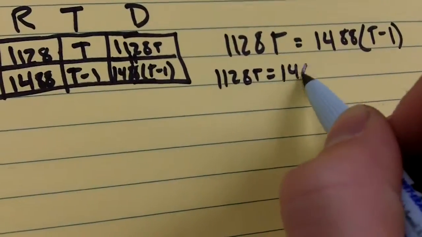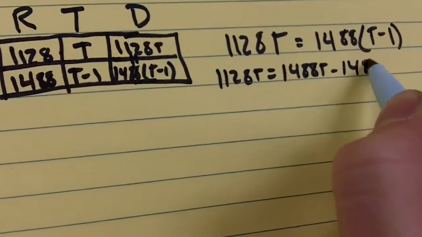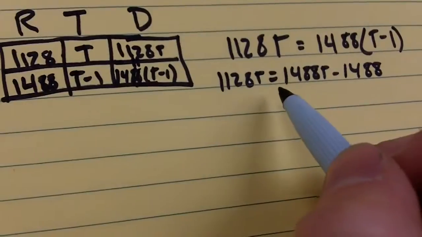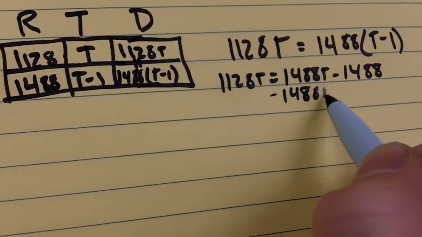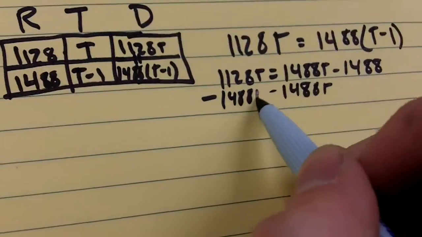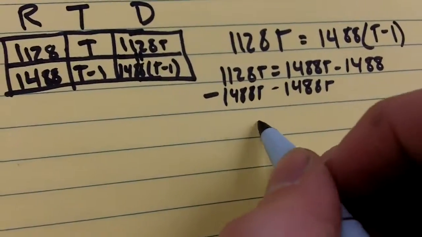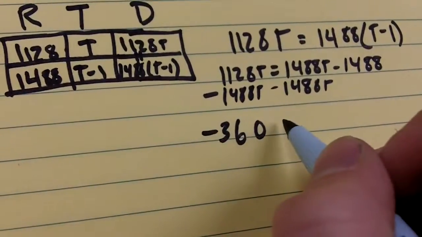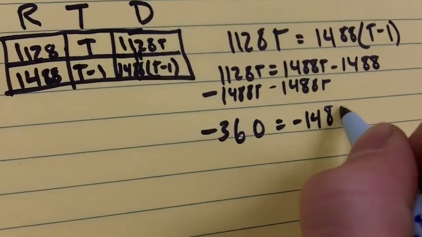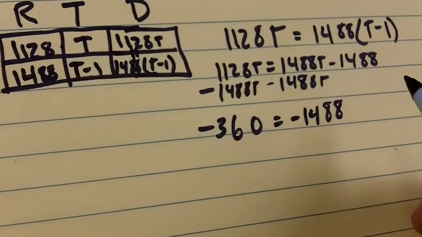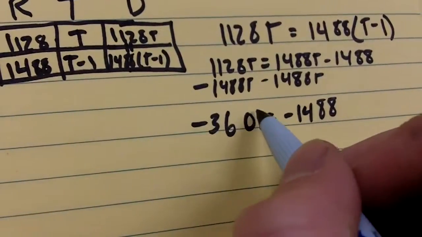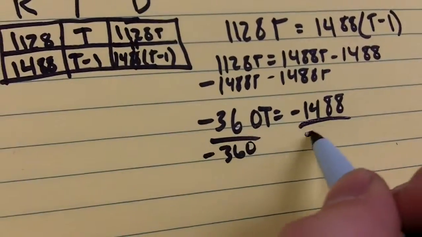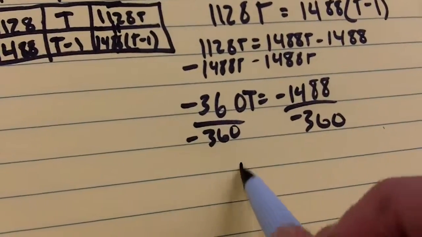1128T equals 1488T minus 1488. And now I can start solving this thing. Bring all my T's to the same side, so I'm going to subtract 1488T. When I subtract these, I'm going to get negative 360T equals negative 1488. Divide by negative 360, and I'm going to get T equals.